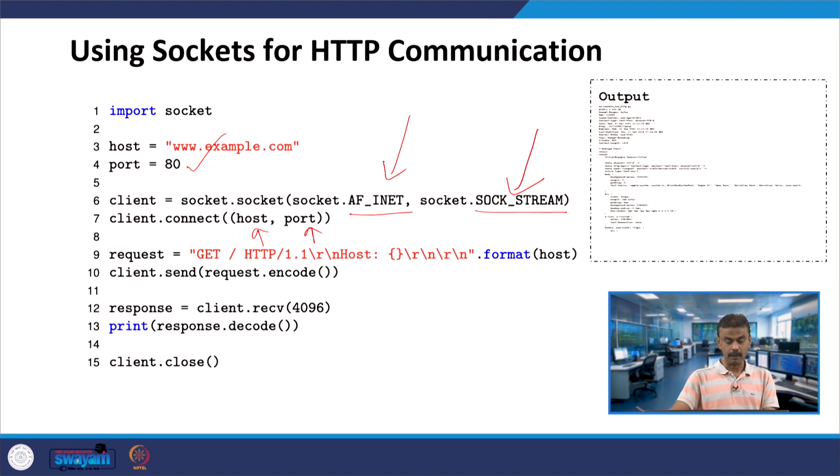So the host is www.example.com, which you are passing, and the port is 80. This is up to line number 7, and on line number 9 you have request is equal to. You have a statement GET / HTTP/1.1 then \r\n Host:, and then with .format, where the host is being passed.